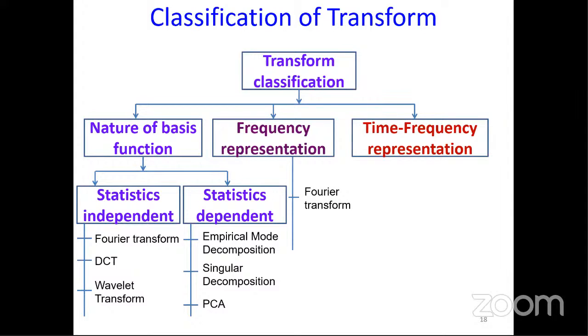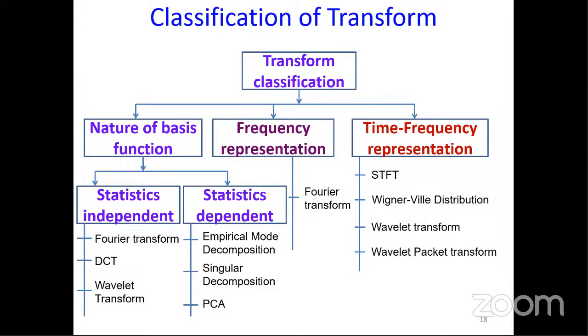Then we have frequency representation. The transform which helps us to get only the frequency information is the classic Fourier transform. If you want both time as well as frequency, you have to go for either short-time Fourier transform, Wigner-Ville distribution, wavelet transform, and its variants like wavelet packet, contourlet, multi-wavelet. So many different categories of wavelet transform exist.